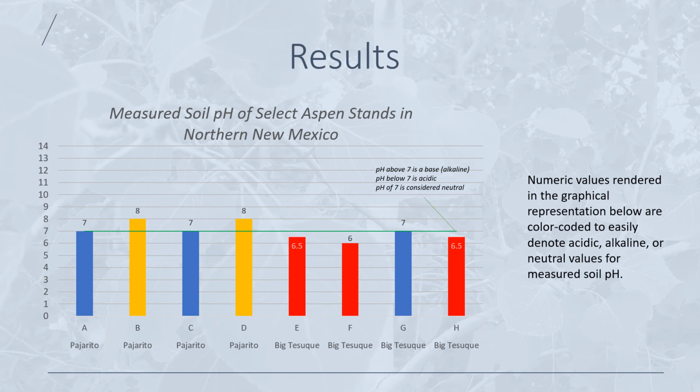This graph represents the pH measurements obtained from the base of the shoots I selected. As you can see, nearly all of the shoots at the Big Tesuque campground had acidic soil where they were growing, whereas none of the shoots at the Pajarito ski area had acidic soil. Keep your eye on Big Tesuque G and Pajarito B for the next couple of slides.